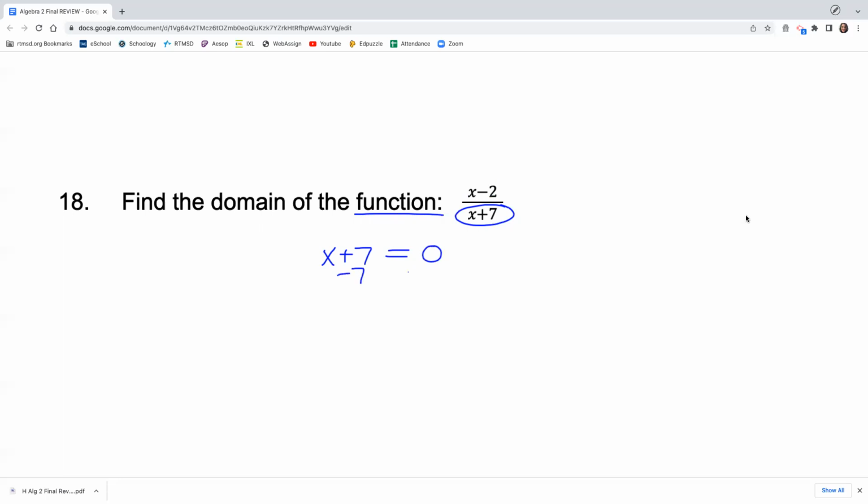This one's nice and easy. You don't have to factor it. We know that when x equals -7, this domain will not work. Basically, the domain is anything but -7. So the domain can be listed like that. It can be in interval notation, but any domain for this function would be any number but -7.